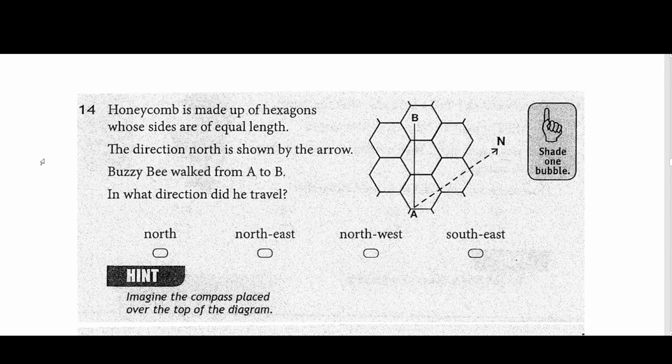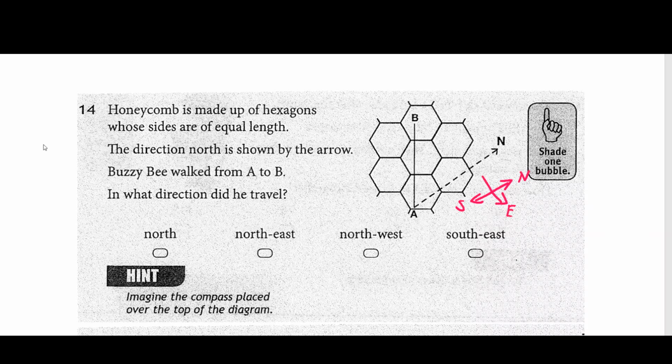Number 14. Honeycomb is made up of hexagons whose sides are of equal length. The direction north is shown by the arrow. Buzzy Bee walked from A to B. In which direction did he travel? So Buzzy Bee walked from A to B. If this is north, so here we have north in this direction, then this way we're going to have south. This way is east, and that way is west. All right.